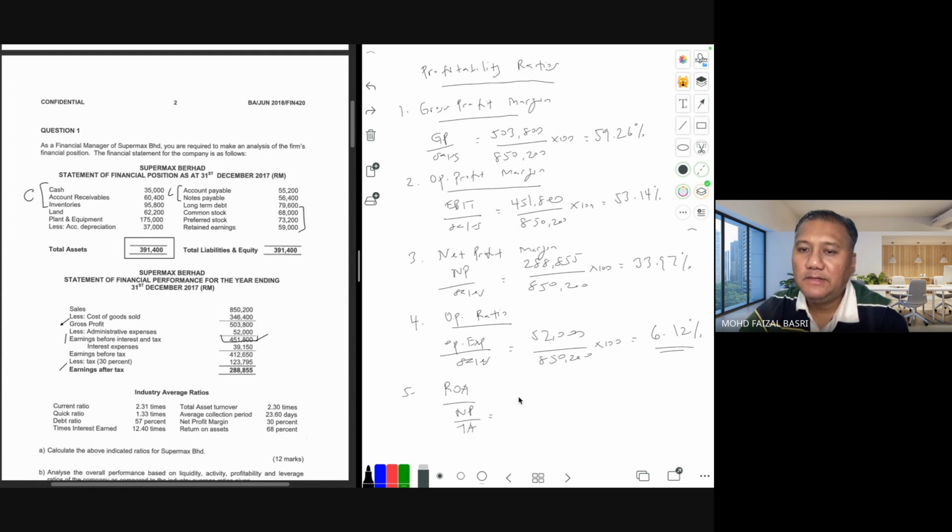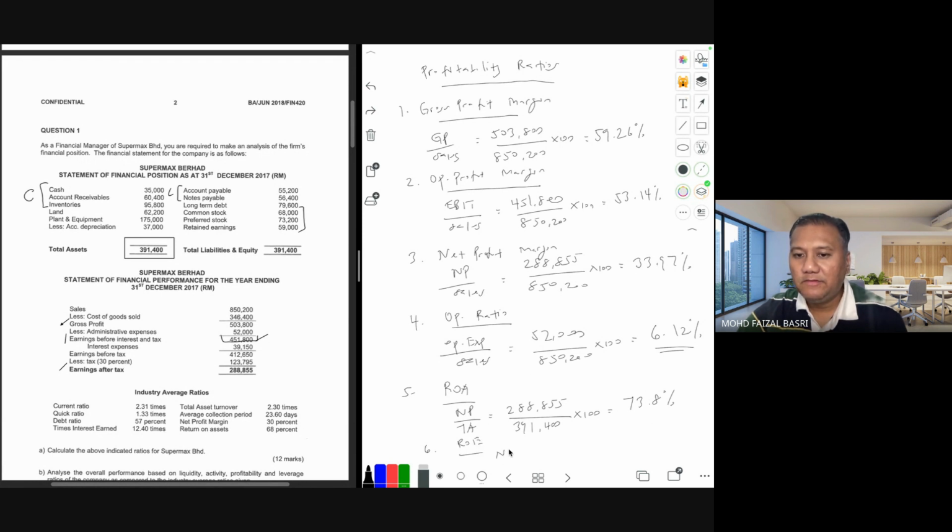So net profit dia 288,855 divided by total assets of 391,400 times 100%. So 288,855 divided by 391,400. So it's about 73.8%. Okay, I finish it off je lah terus ROE.